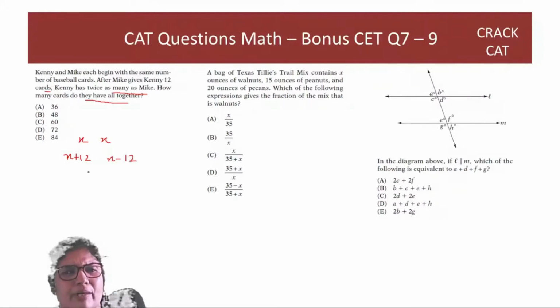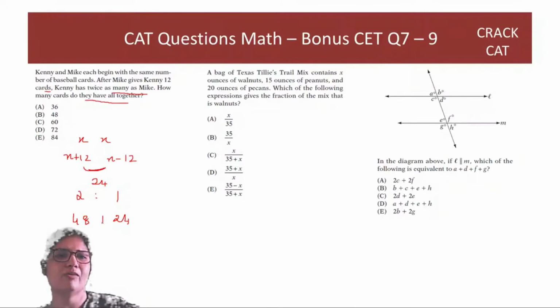X minus 12 now. That means the gap between them now is 24. This 24 is what leads to 2:1. So this must be 48 and this must be 24, right? And how much do they have altogether? 72. So I hope this is one very quick way of solving with ratios.